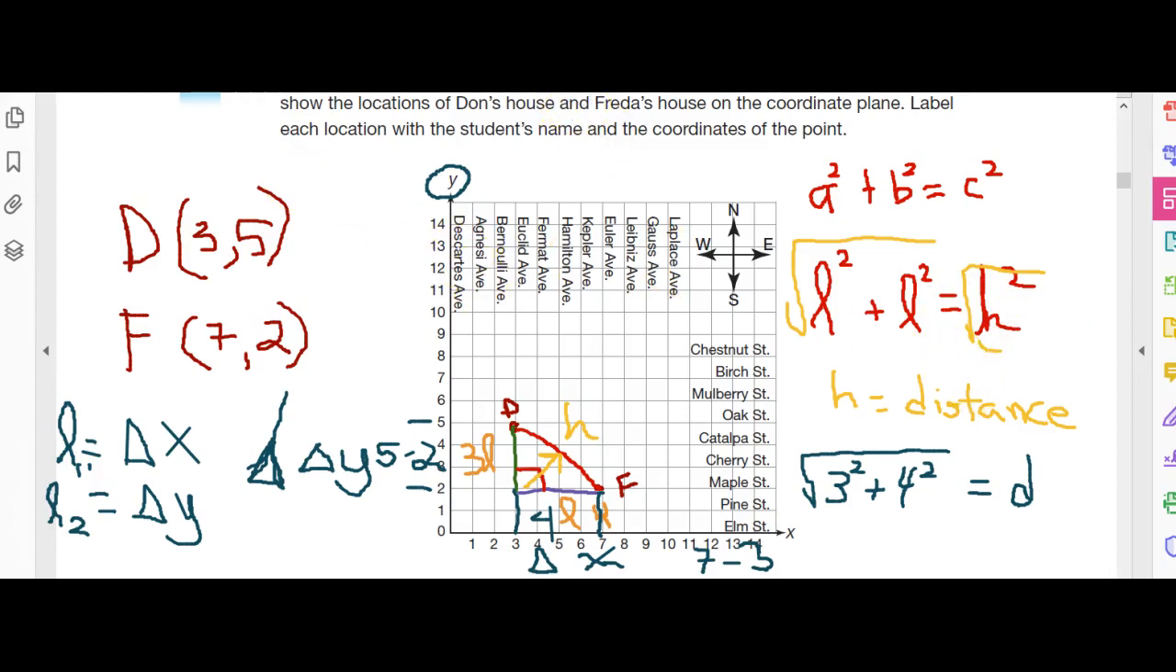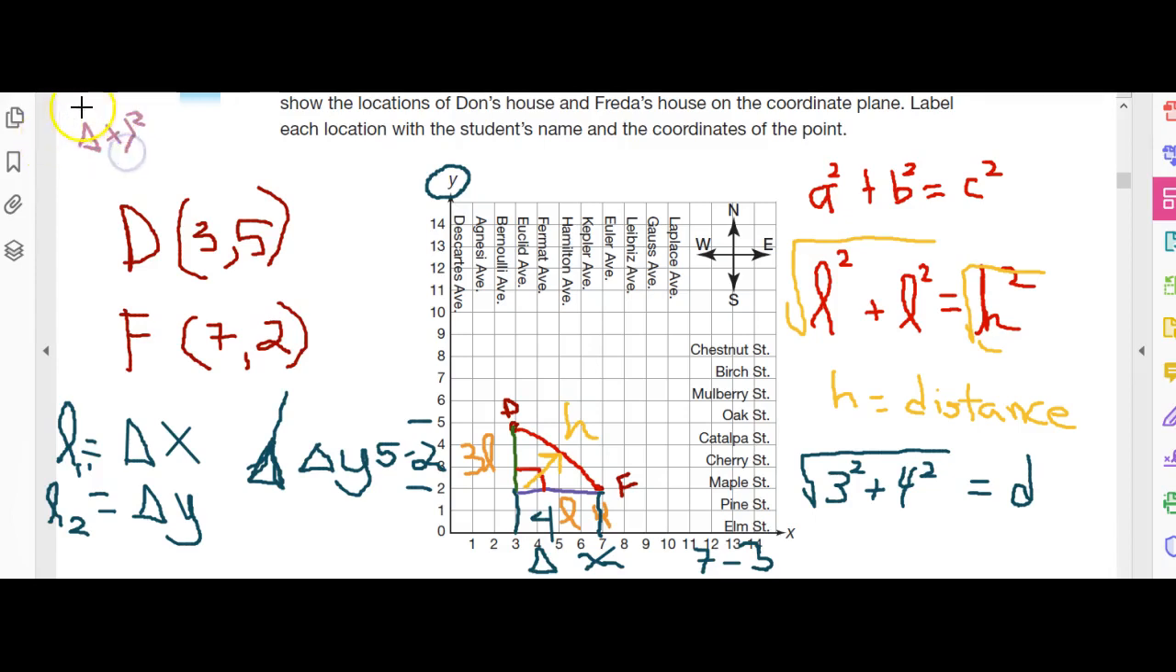So let's do that. Let's get a different color here. Let's see, maybe I'll go with this one. So I could say, just like we know this is a right triangle, instead of calling this leg squared plus leg squared equals hypotenuse squared, I could say delta x squared, because that's one leg.